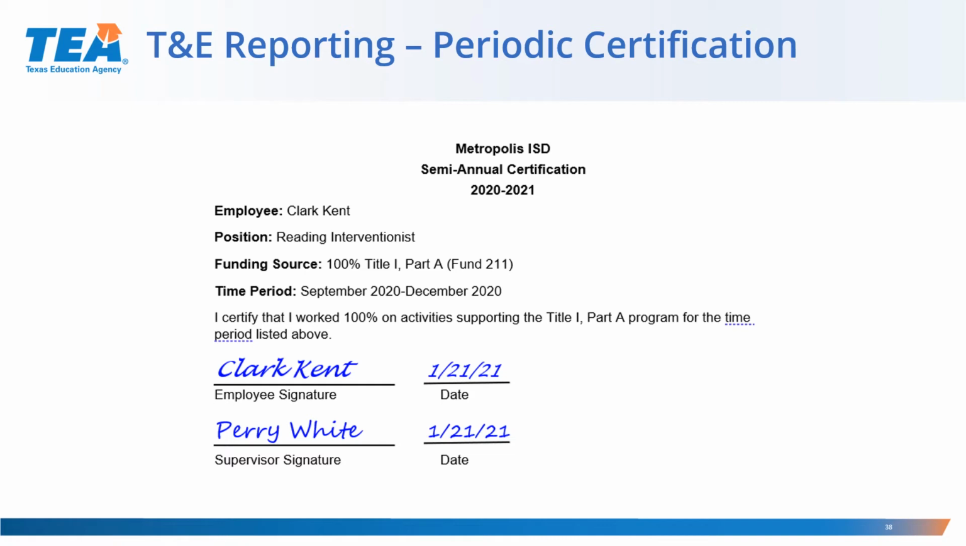Now, I do want to point out at the very top where it says semi-annual certification 2020 through 2021, that alone we would not consider as being sufficient for identifying the time period. We want the specific months that are covered, which is why this one is acceptable, because under time period we have September 2020 through December 2020. If we see a form that just says the school year, that's not going to pass our testing. We really need to see the clear period that's covered by the certification.